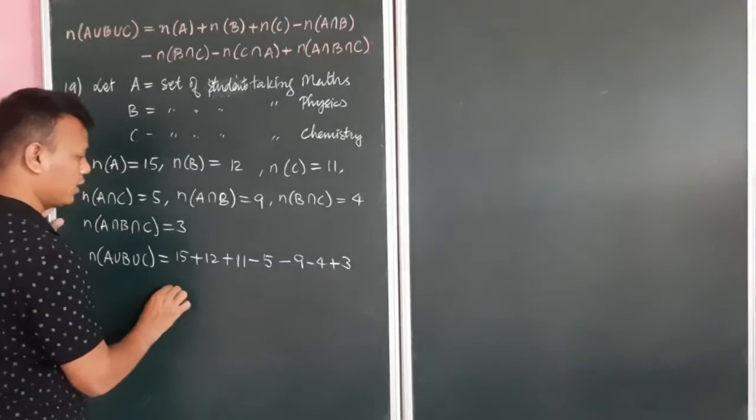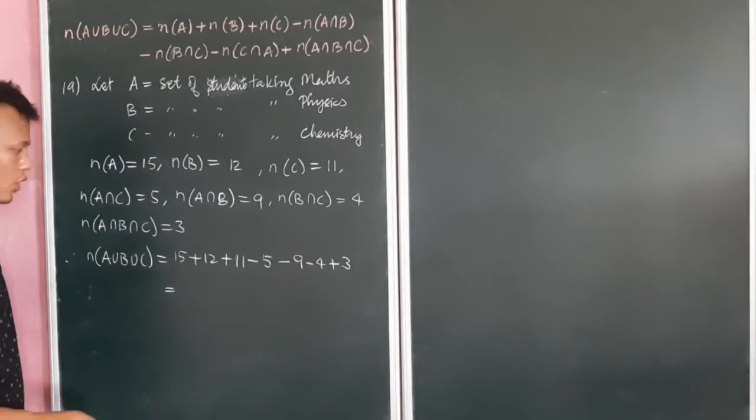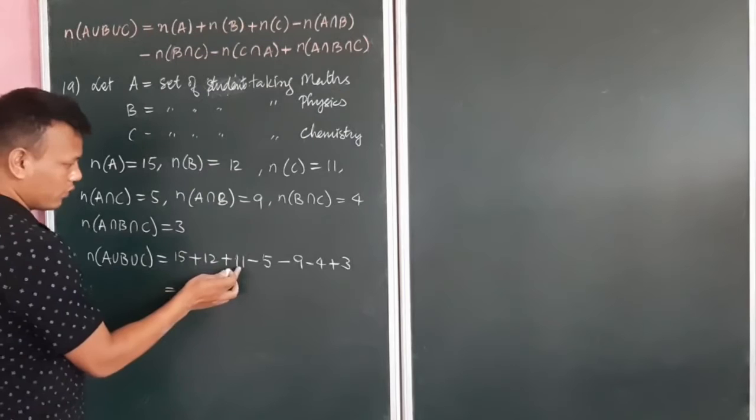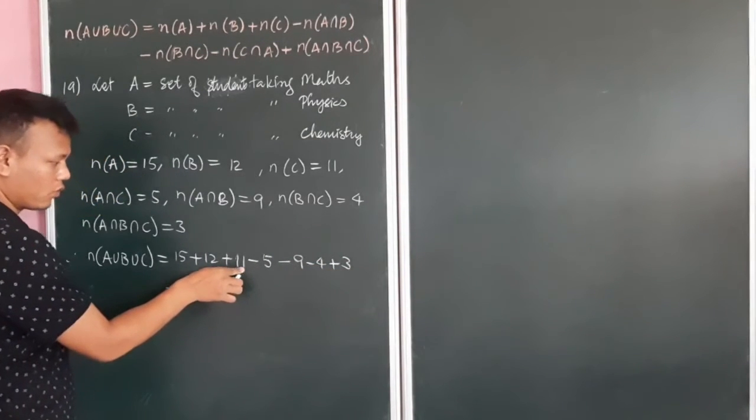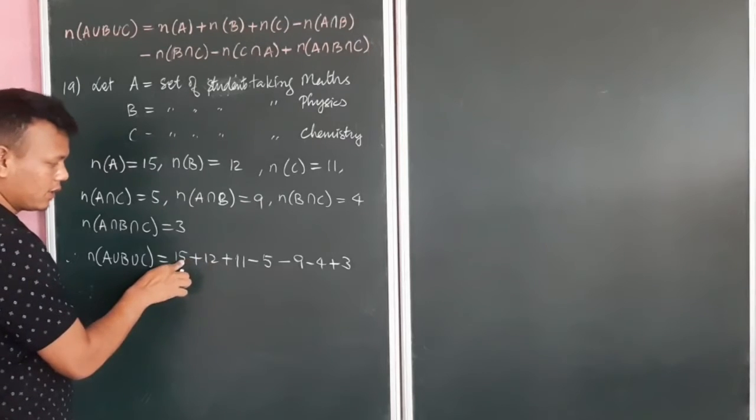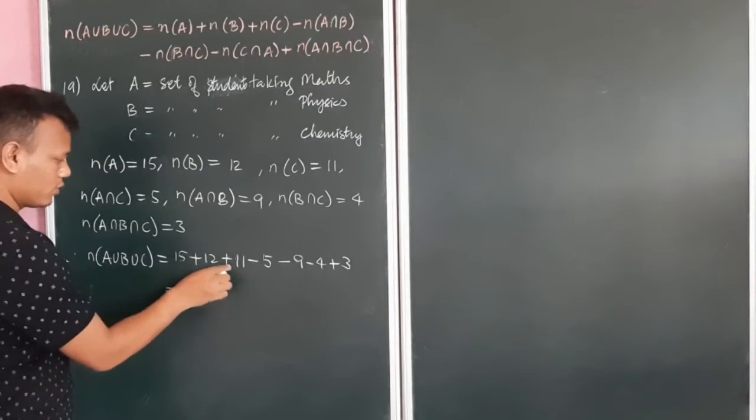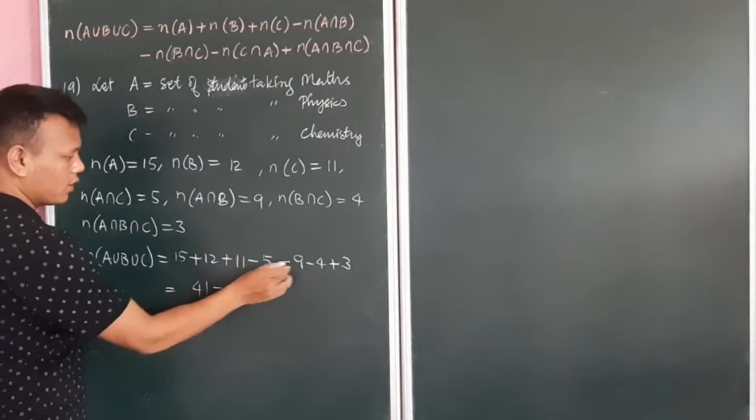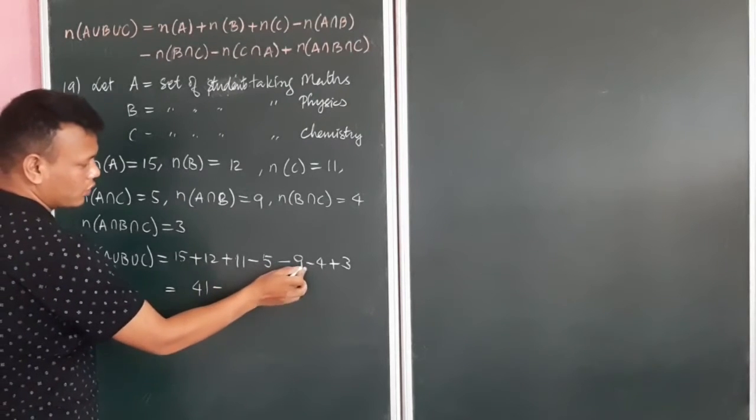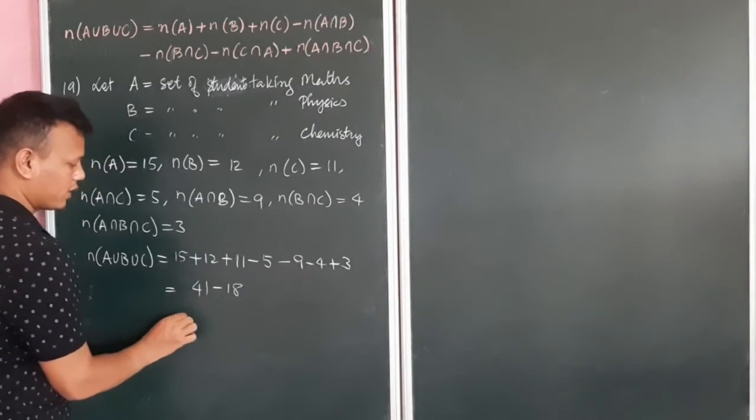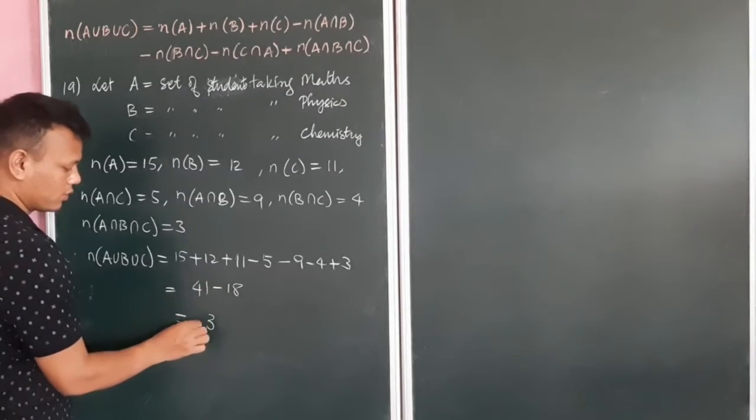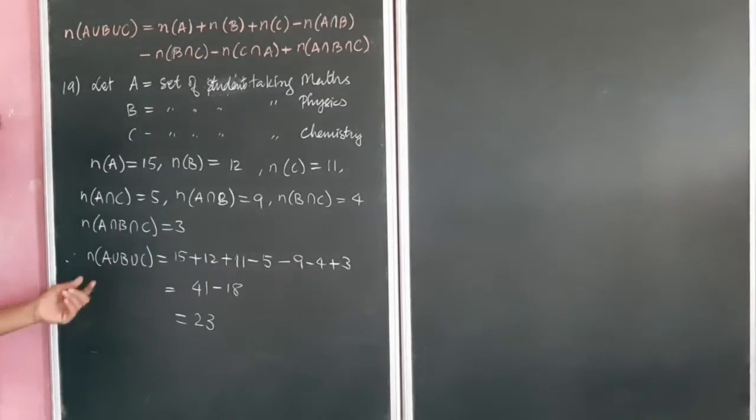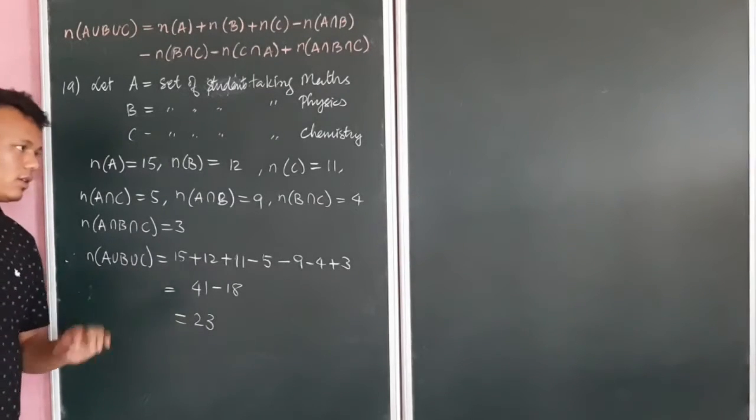So if you apply the formula and put the values, then your answer will be, let's add together the plus terms. So 3 plus 11 plus 12 plus 15, that is 41, minus, if you add them up, 18. So let's subtract. So this turns out to be 41 minus 18, which is 23. Alright, so this is my N of A union B union C.